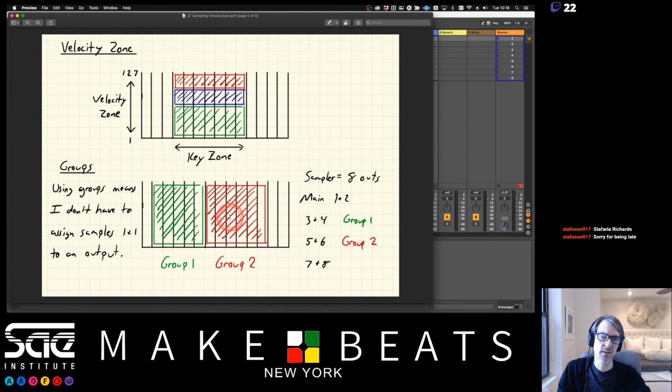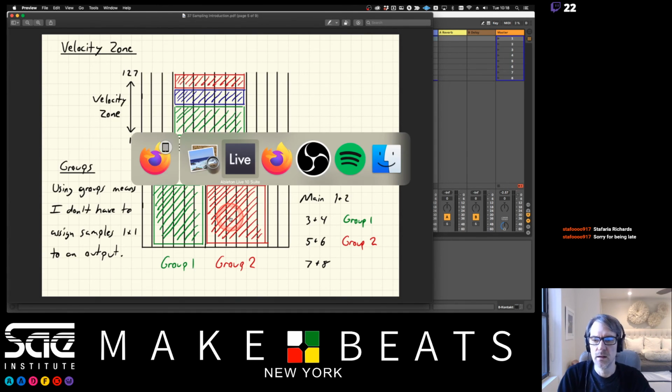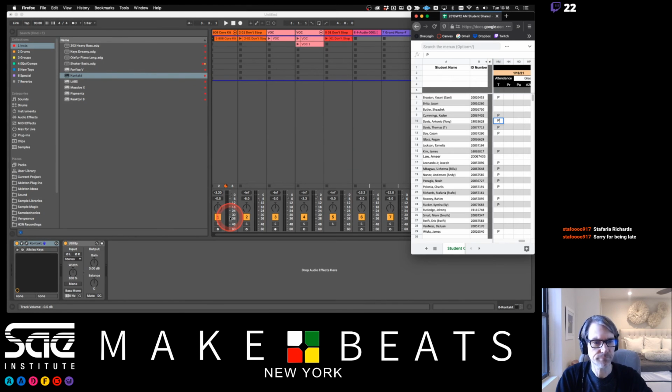You can also add effects to these, like filters and stuff like that, which will really help things out.